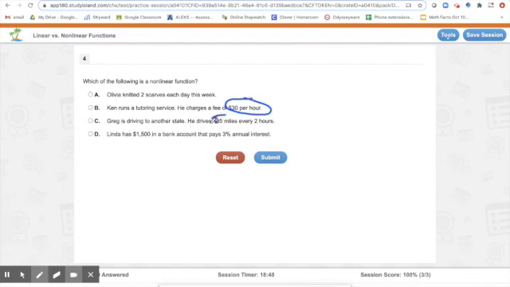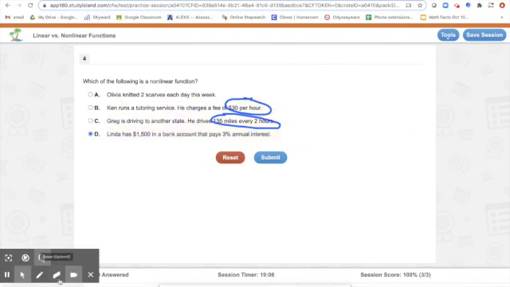Greg is driving to another state. He drives 135 miles every 2 hours. So every 2 hours, it's going up 135 miles. Goes another 2 hours, increases 135 miles. So it's the same over and over again, which leads us to the last one. Linda has $1,500 in her bank account that pays 3% annual interest.